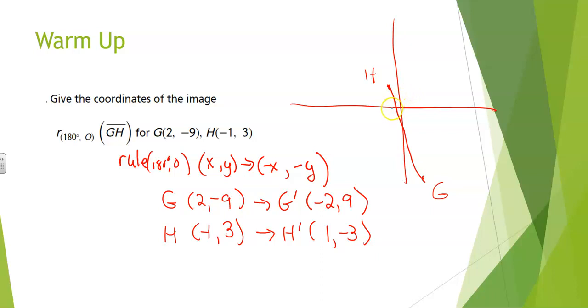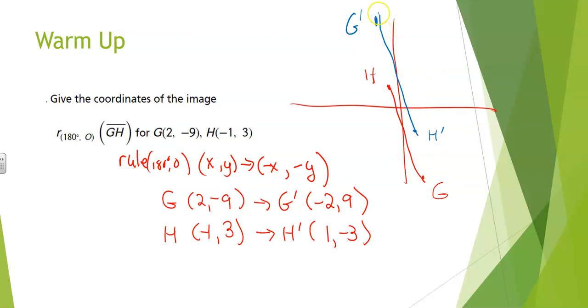So now we're going to do -2, 9. That would be up here, and that would be G prime. And then H prime would be 1, -3, about right there. That'd be H prime.